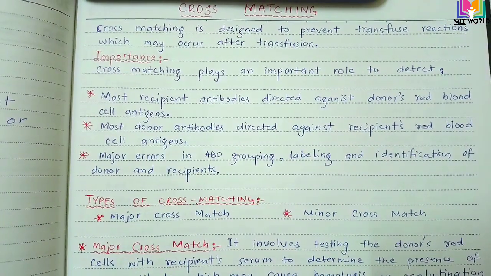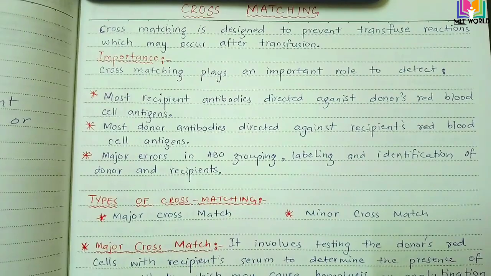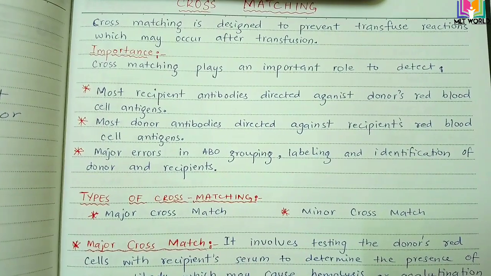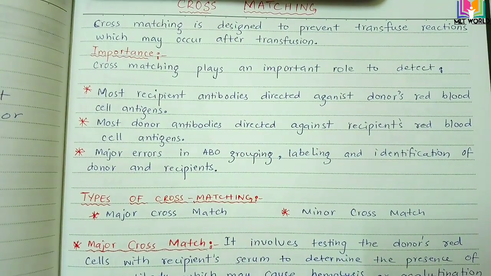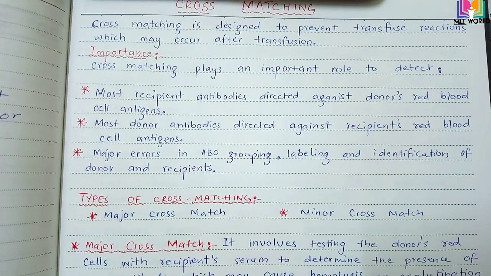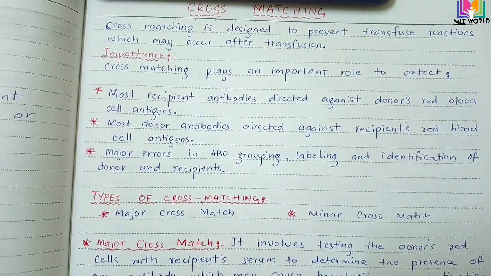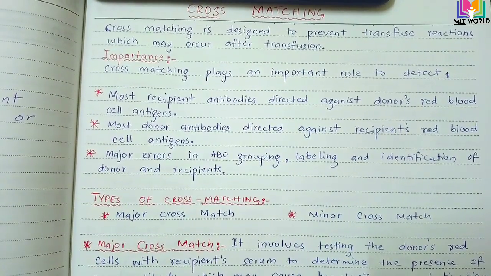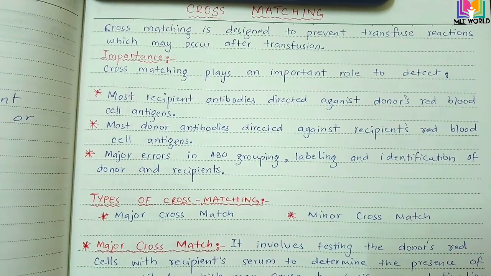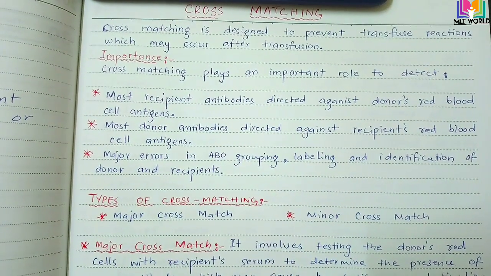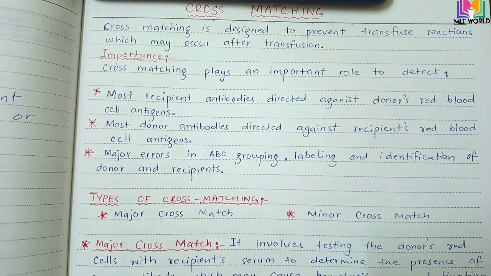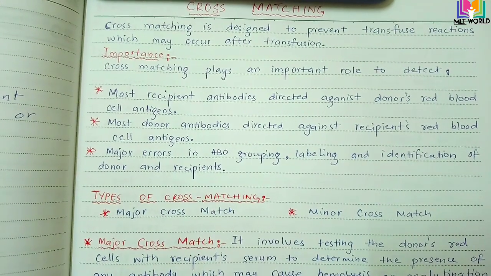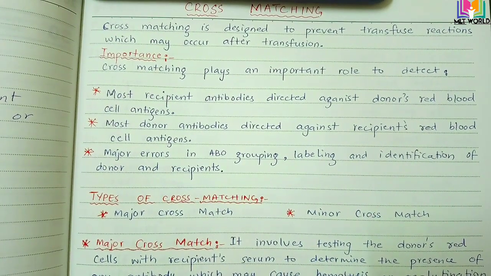It means we check both the donor blood and the recipient blood before transfusion of blood or blood product to the recipient. Before the donor blood is transfused into the recipient, there should be no antigens or antibodies in either that would react with each other, resulting in a transfusion reaction. So cross matching is designed to prevent such transfusion reactions which may occur after transfusion.